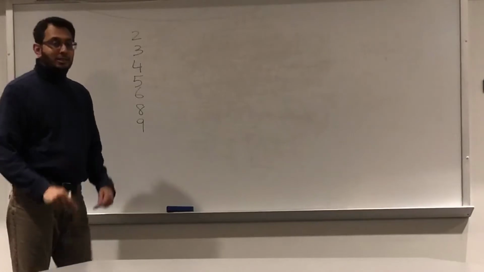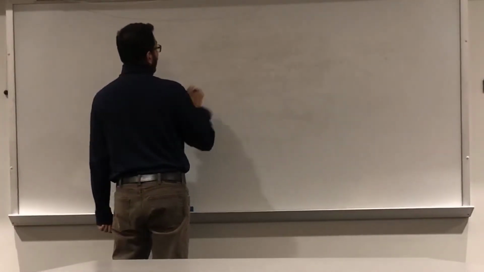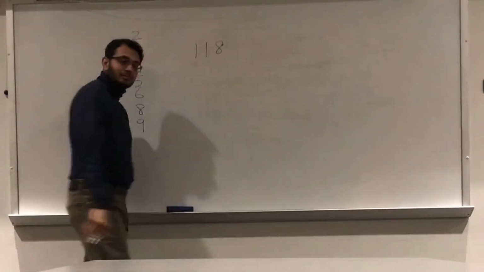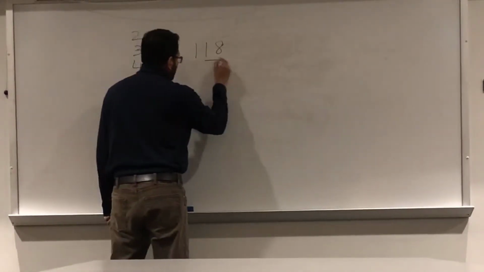The 4 rule is that if you look at any number, let's say 118, you look at the last 2 digits.